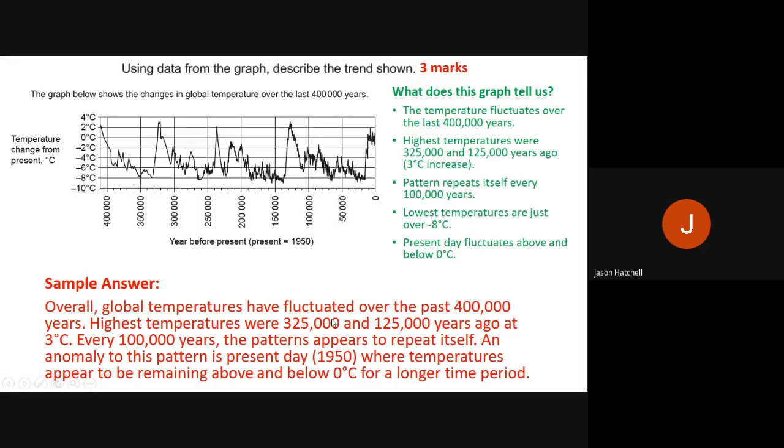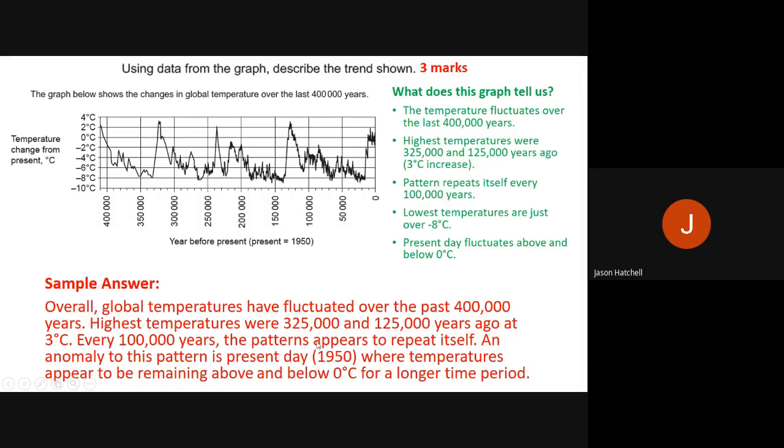Overall, global temperatures have fluctuated over the past 400,000 years. Again, that word fluctuated. Tick, 1 mark. The highest temperatures were 325 and 125,000 years ago at 3 degrees Celsius. Okay, so I picked out the highest point.